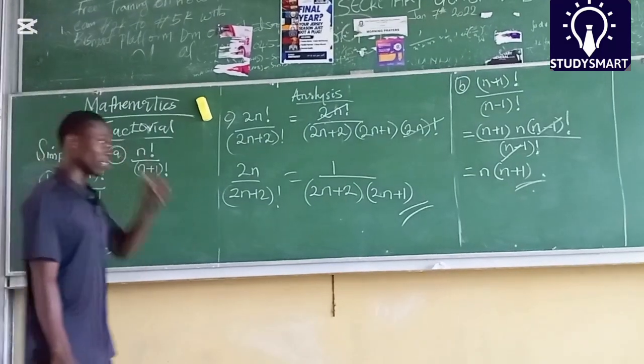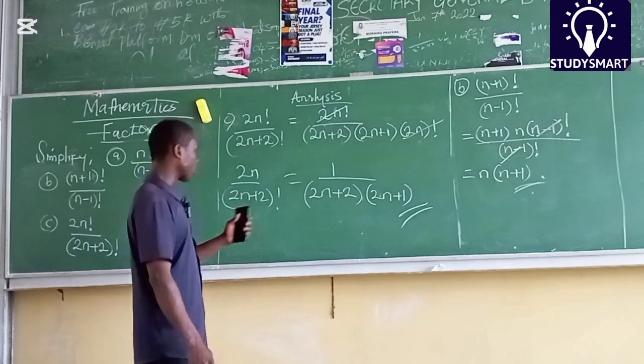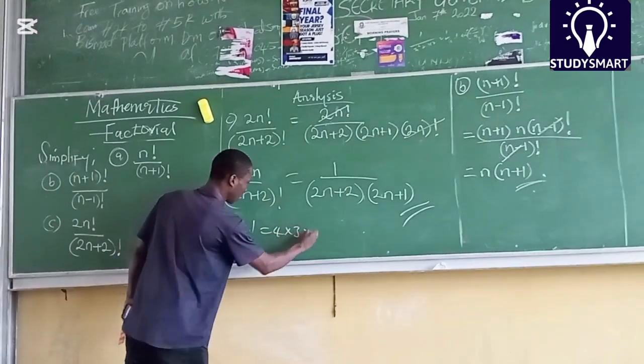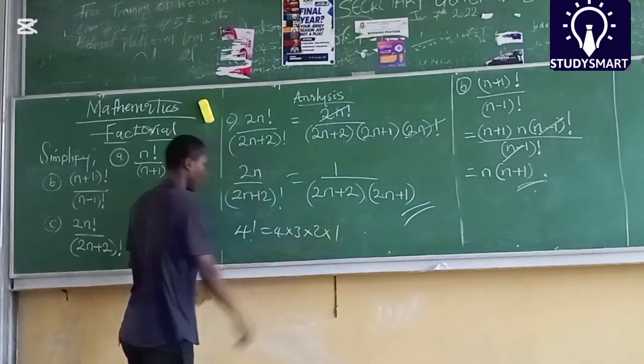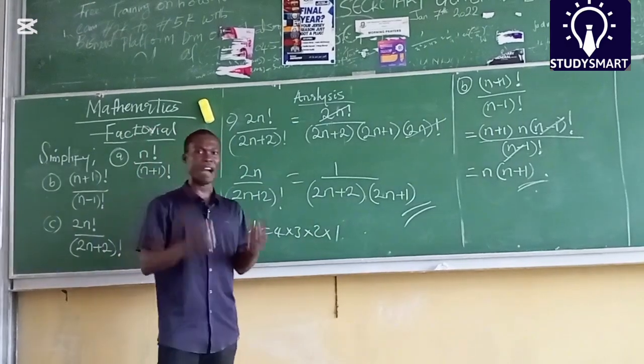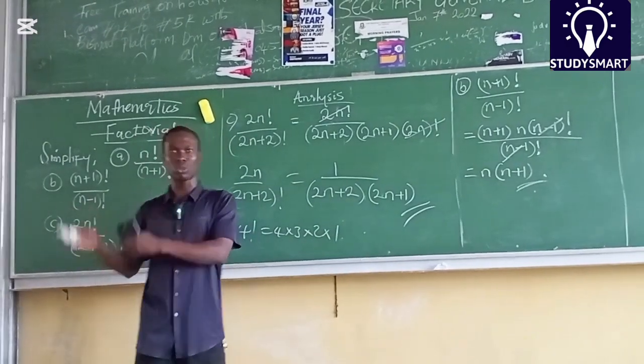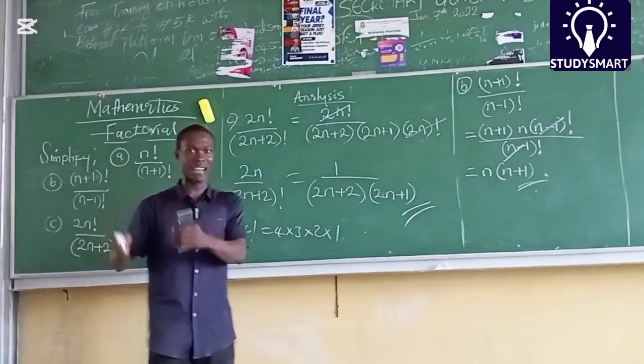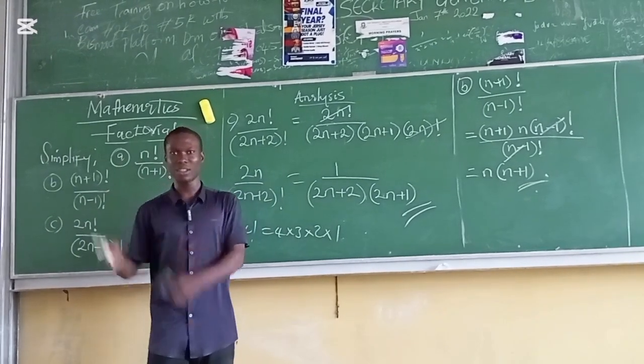I just want you to note down some key points in factorial. When I have 4 factorial, it means 4 times 3 times 2 times 1. When I have 5 factorial, it means 5 times 4 times 3 times 2 times 1. If I have 100 factorial, it means 100, 99, 98, and so on. You are counting down to 1.